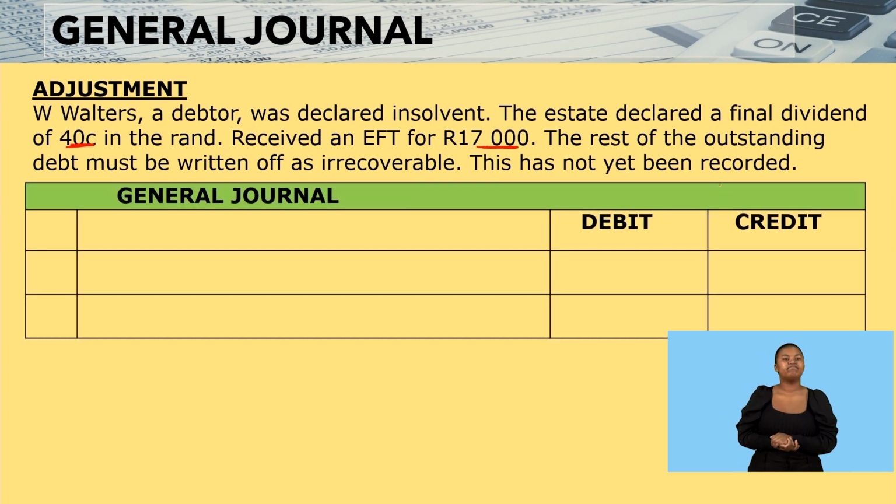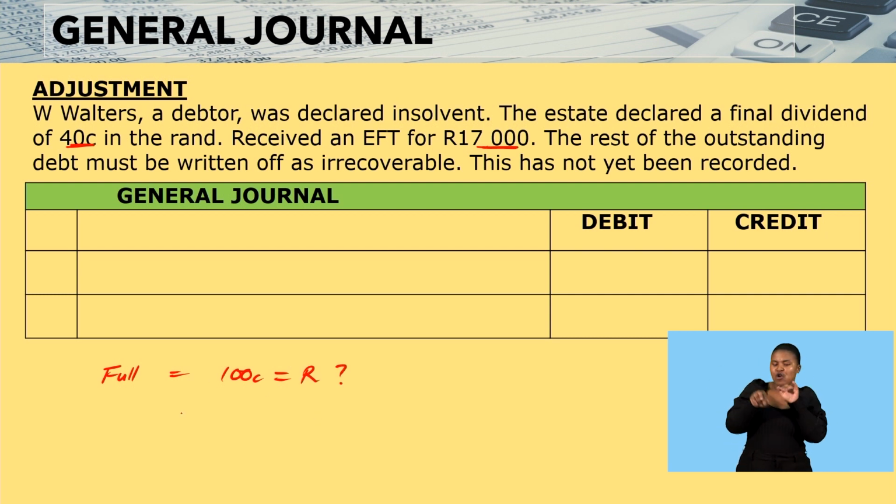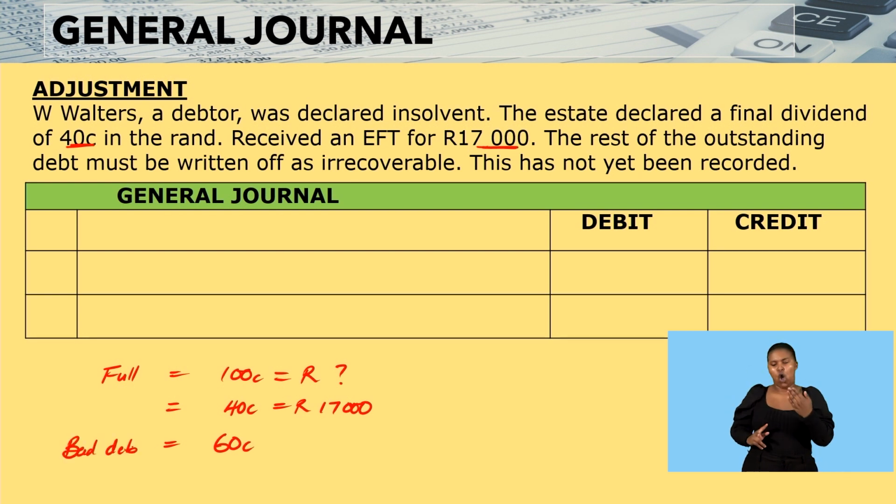Okay, what do they want? We are going to record in the general journal. So we have to understand that the full debt is represented by 100 cents. And the amount we don't know. However, they have paid 40 cents in the rand. And that 40 cents is equal to 17,000. In the general journal, we record the 60 cents. This is what is going to be written off as bad debts. This is our bad debt.